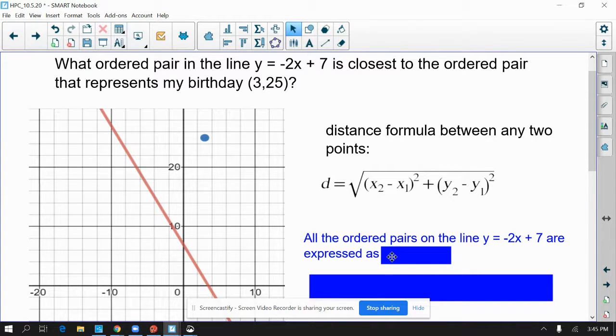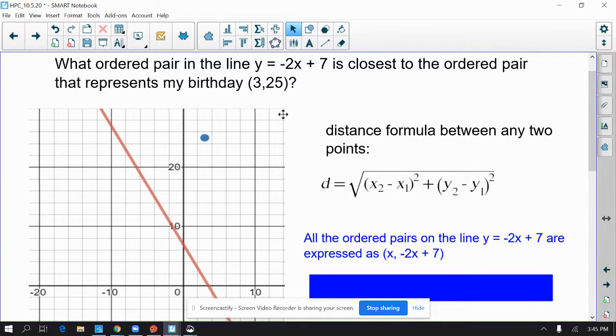You can. All the ordered pairs on this line, check this out. It has an x and a y. So the x value is just x. What's the y value? You were told what the y value is: y is negative 2x plus 7. So this ordered pair, (x, negative 2x plus 7), represents all ordered pairs on this line. Each of these ordered pairs has an x value, which is right here, and a y value, which is right here.